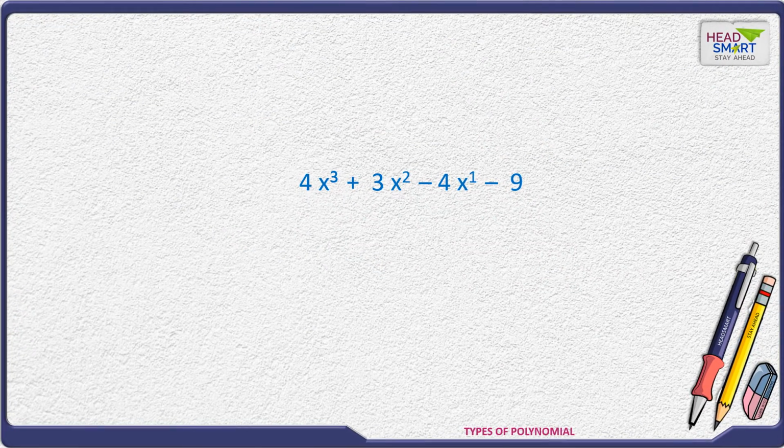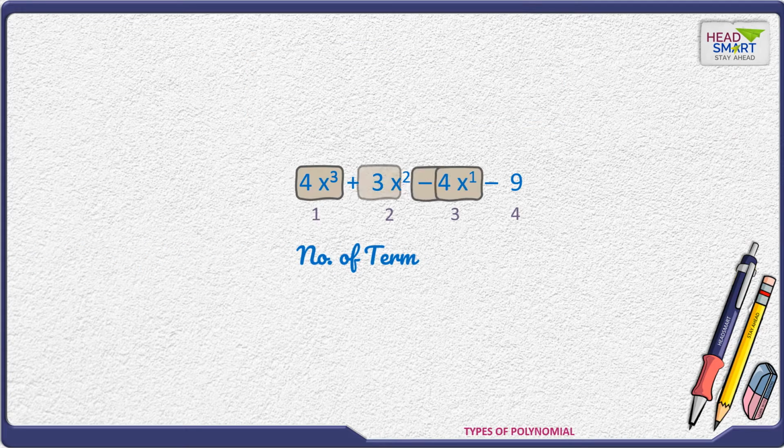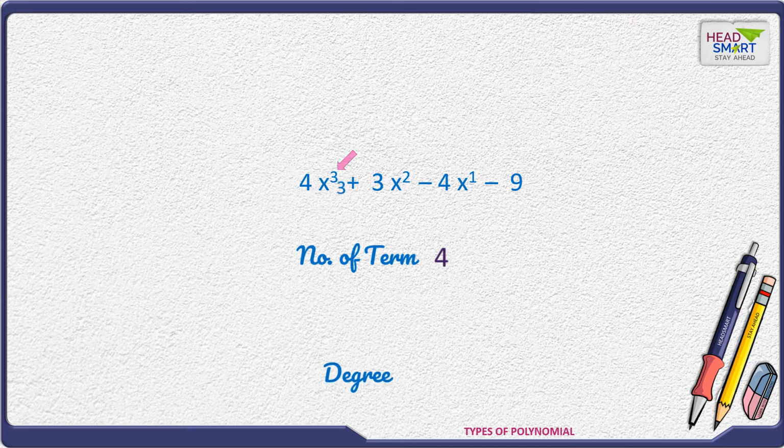A quick refresh to what's term and degree. Each term is product of coefficient and variable with whole number as exponent. Number of term is number of such combination in a polynomial. Degree is the highest power of a variable in a polynomial. In this example, number of term is 4 and degree of the polynomial is 3.